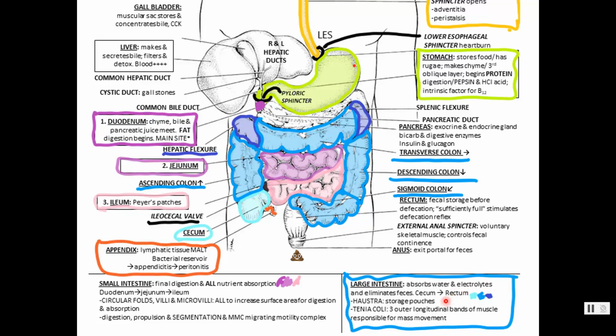The anatomical features are the haustrum. Haustra is plural, haustrum is singular, and those are those little pouches. Other anatomical features are the taenia coli, those three outer longitudinal bands of smooth muscle. They are responsible for that mass movement that occurs when we are eating, when food is received in the stomach. It stretches the walls of the stomach, so we get the gastrocolic reflex. And then there's a large mass movement that moves feces into the rectum.